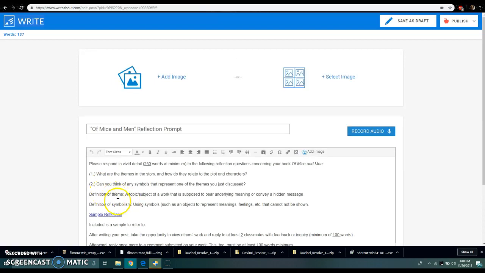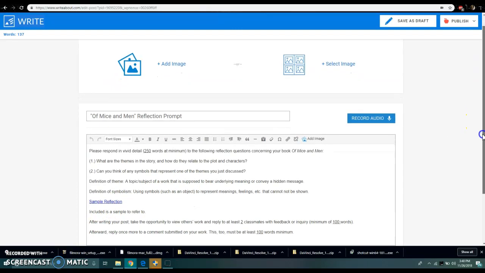These are provided here. I made a post with a passage from the novel Of Mice and Men and prompted students with reflection questions to which they must write a minimum of 250 words. What are the themes in the story and how do they relate to the plot and characters? And can you think of any symbols that represent one of the themes discussed? Included is also a sample reflection for them to refer to.